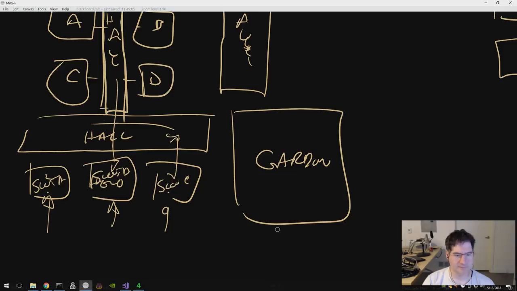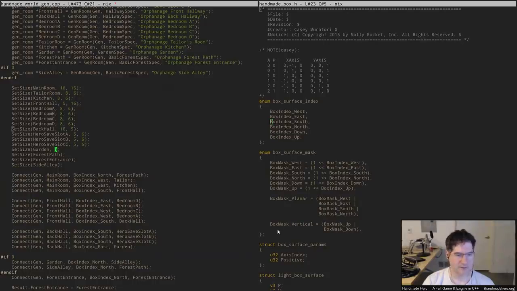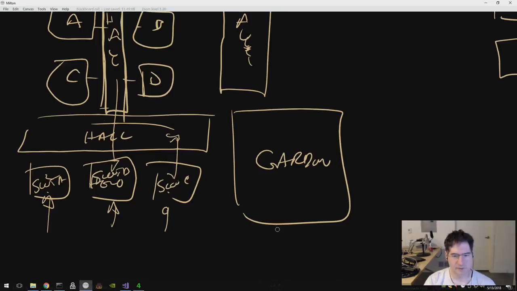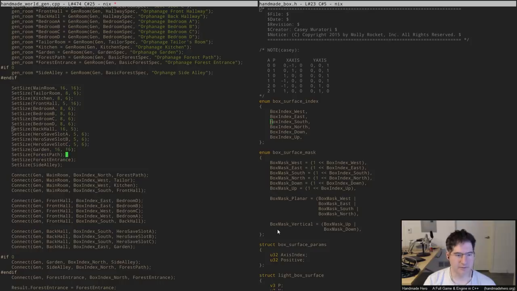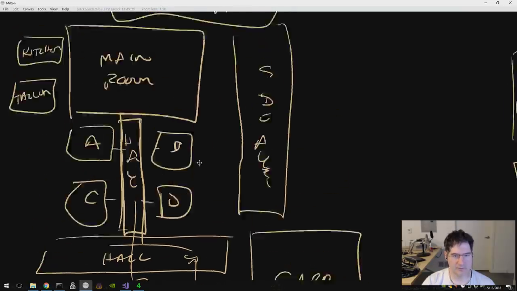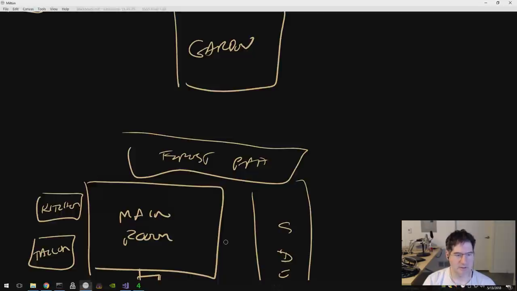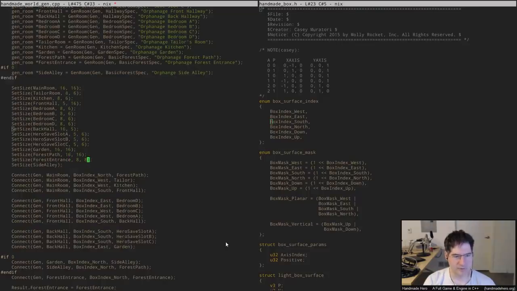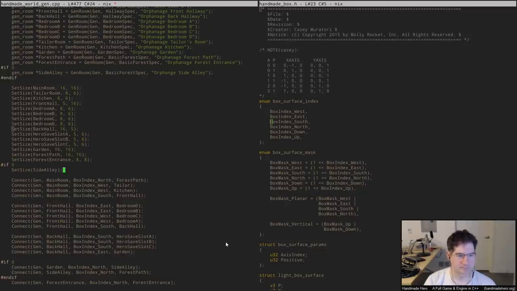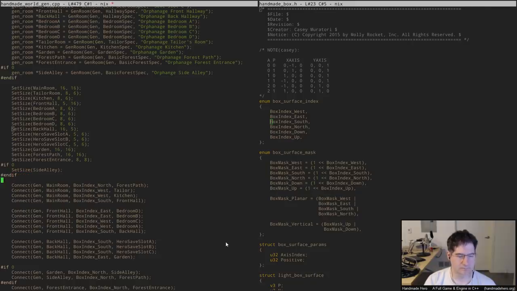So the garden, that should be pretty big as well. And then there's no alley at the moment. The forest path should probably be a pretty big area. The forest entrance can be more narrow. And then the side alley just isn't involved.